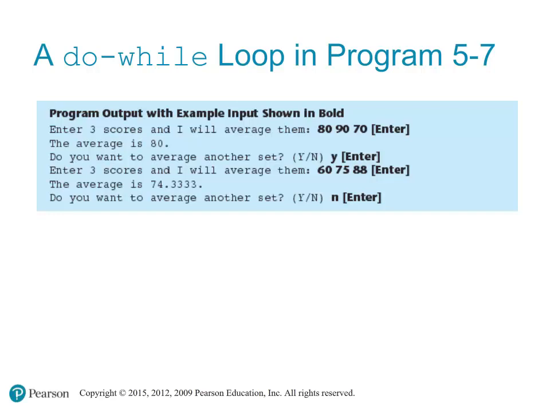This time the user enters n. The do-while condition becomes false, and the loop terminates. After that, return 0, and the program terminates.